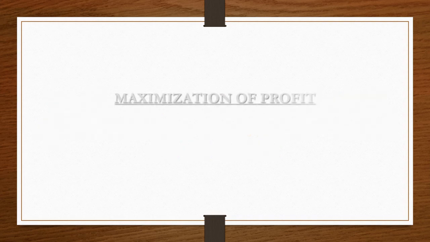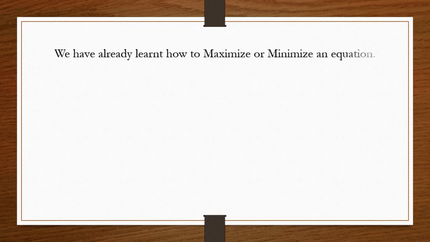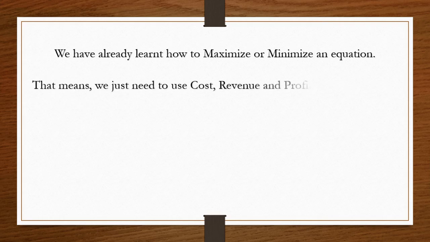What we need to do in this tutorial is calculate maximization of profits, maximization of revenues, and minimization of cost. Now, we have already learned how to maximize or minimize an equation in the previous tutorials. What we need to do now is use cost, revenue and profit equations for the same purpose. That means we will just use the maximization and minimization of equations method on cost, revenue and profit equations.